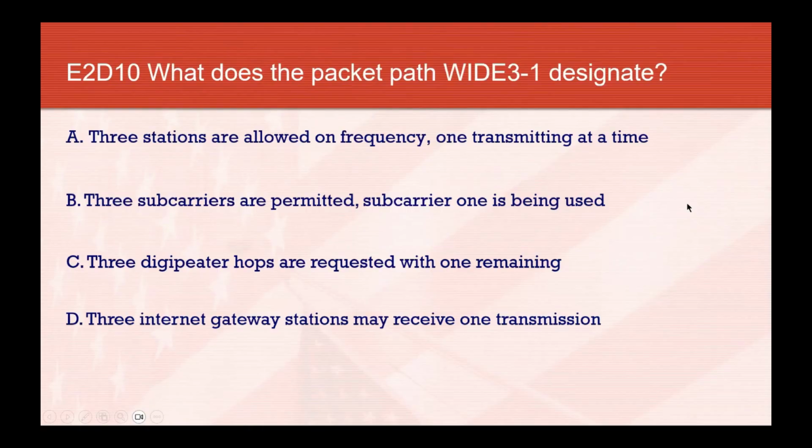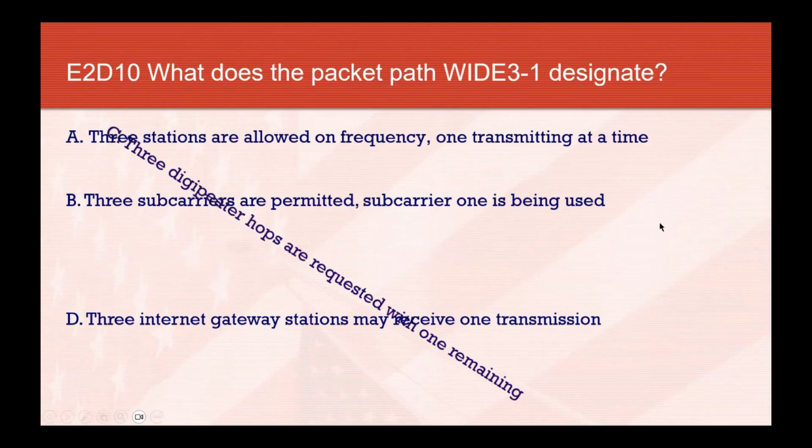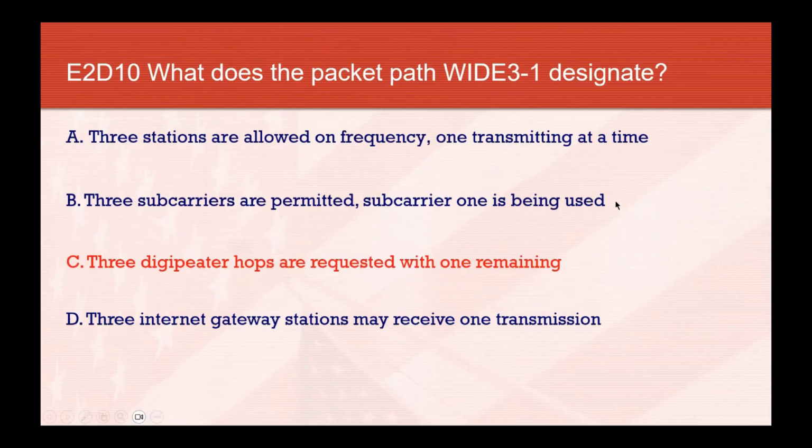What does the packet path WIDE3-1 designate? Basically, it designates how many hops have been made so far and how much remain to be made as this thing goes back and forth, sending the data from our repeater to another repeater.